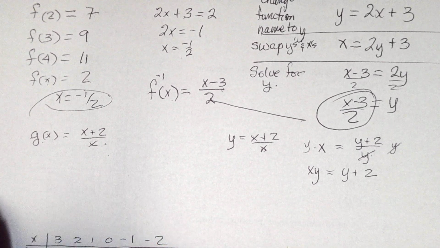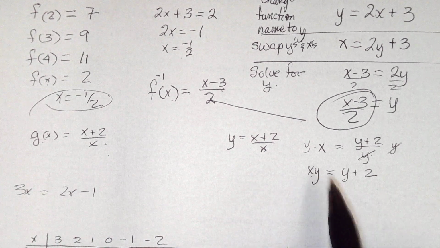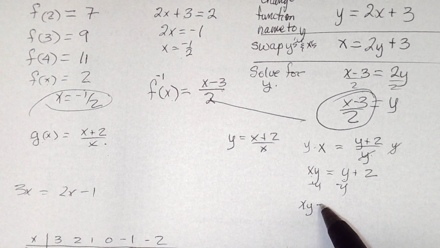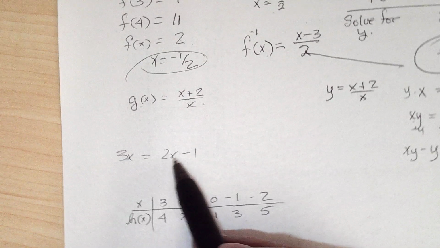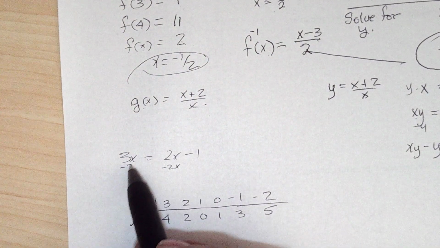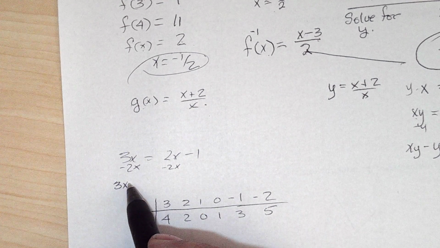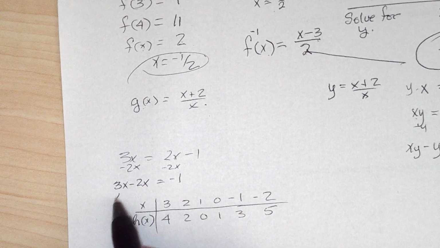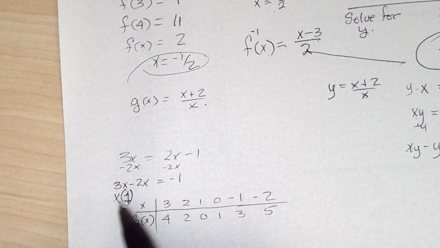Now, if I've got y in 2 different places and I want to solve it, like if we had, for example, 3x equals 2x minus 1, we'd get all the x's on one side. Subtract the x from both sides, and I'd write 3x minus 2x equals minus 1. Then I would factor out an x and get x times 3 minus 2, which is 1. That's how we get to the 1x.